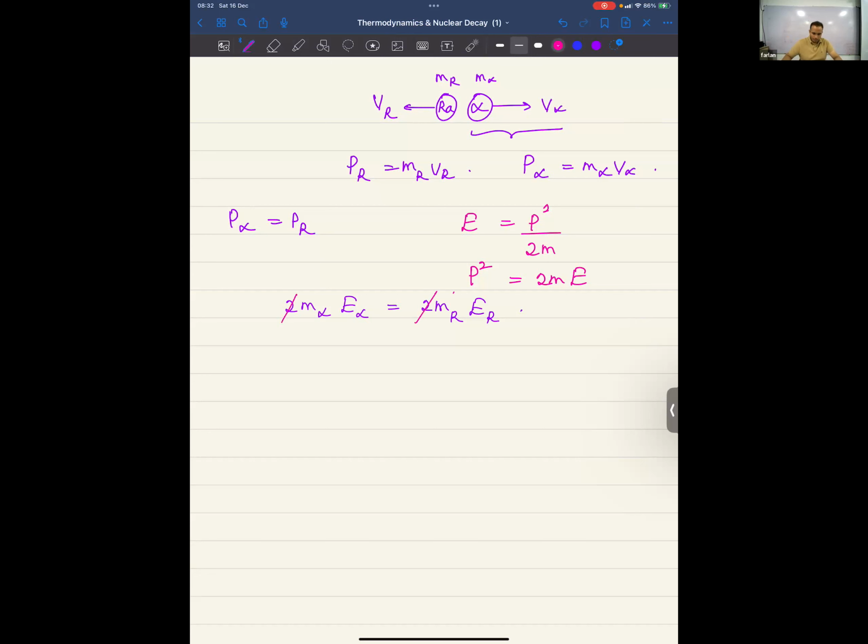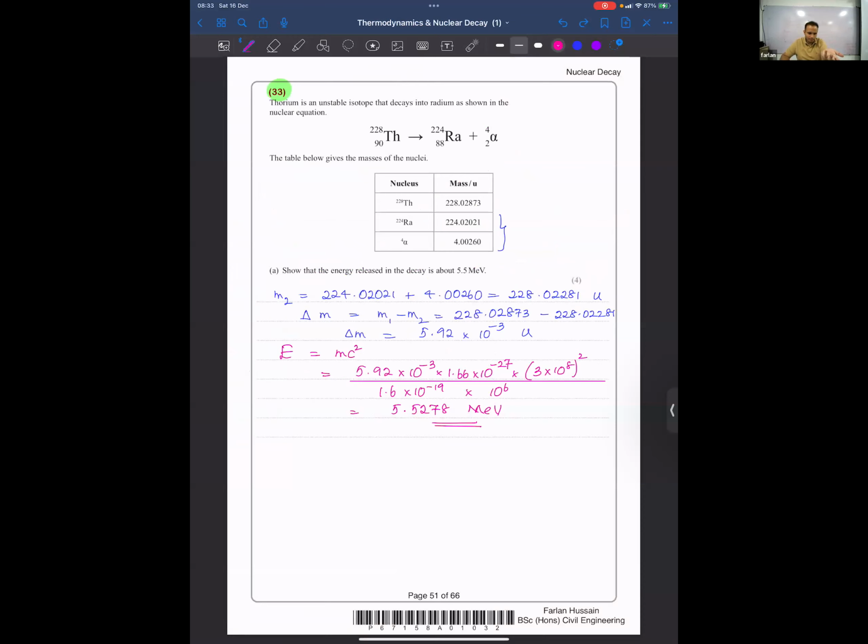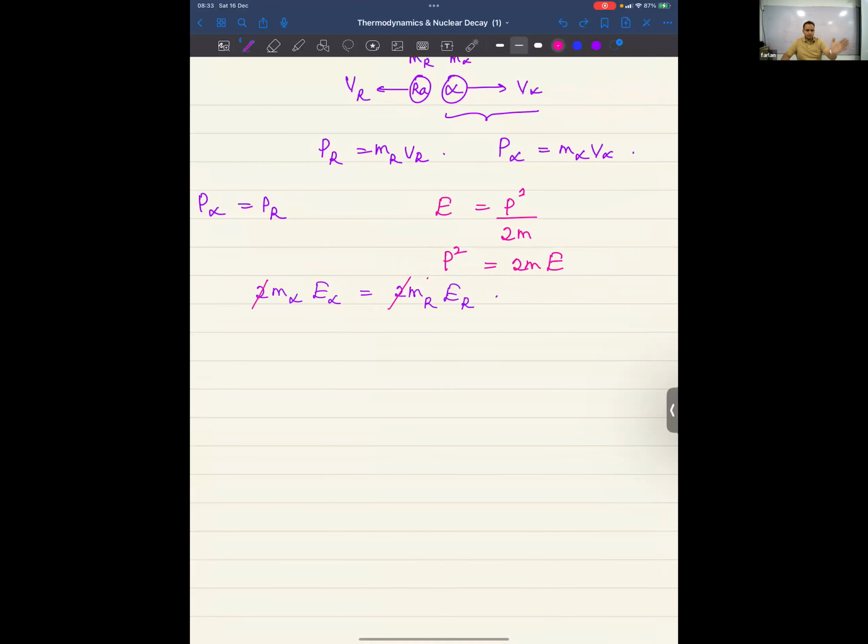Okay? So what happened to the square? Darling, P square is equal to 2ME. So P is the same for both particles, means P square will be the same for both particles. P square of alpha particle is equal to the P square of the radium. Sorry, what is that particle? Nucleus? Radon or radium? Radium. P square of radium is equal to P square of the alpha particle. Okay, so which means the 2ME product of both will be the same.